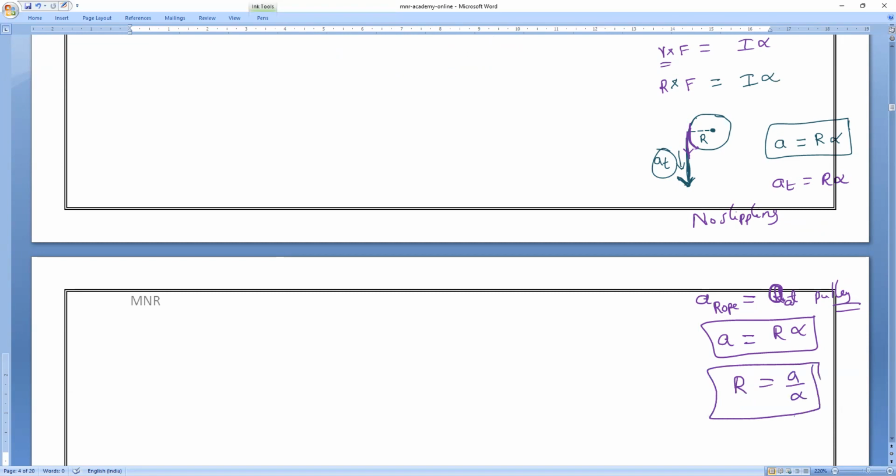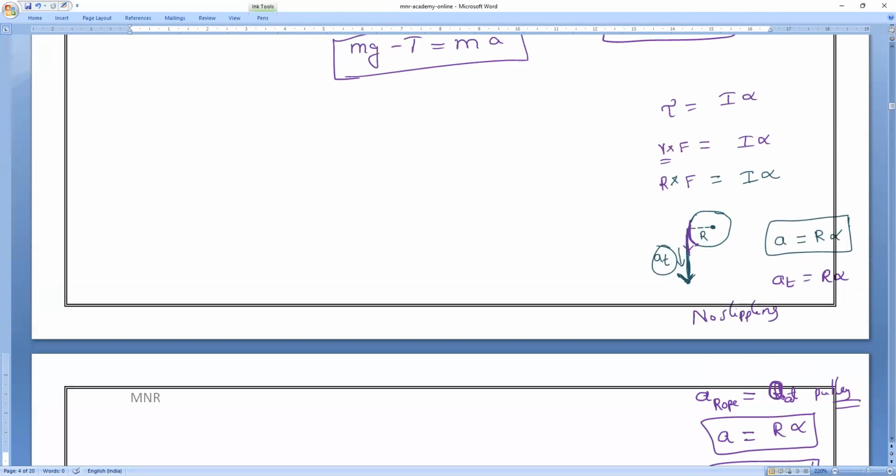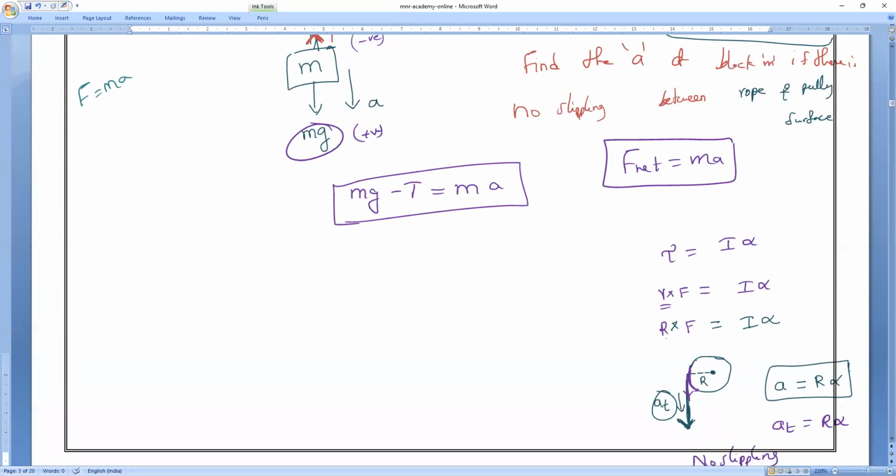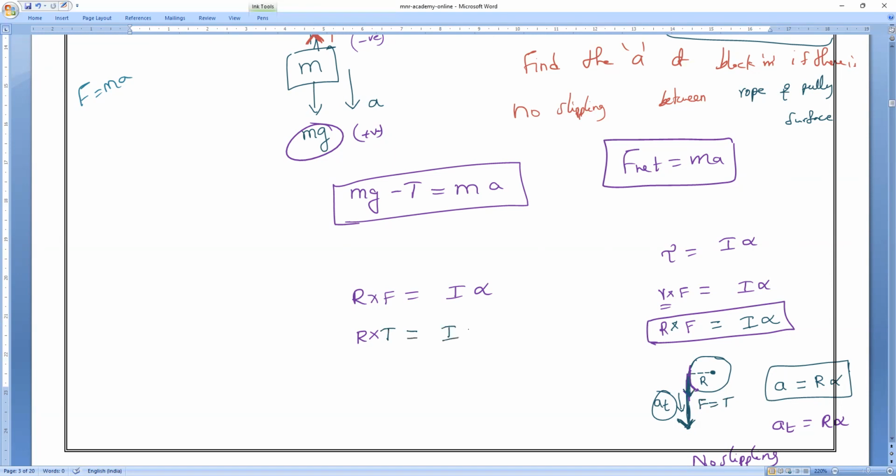Now you all can use this formula and substitute it in the above equation. All of you check it, everyone. So let this equation be: R into F is equal to I into alpha. What is the R value? And in R into F, what is F? F is the force, which is equal to the tension. So RF is equal to tension into R, and I into alpha.